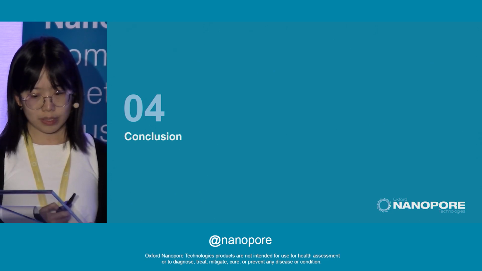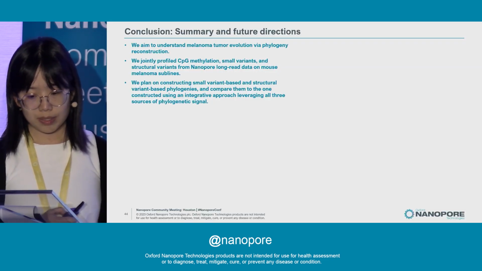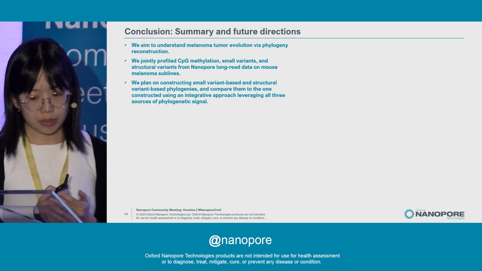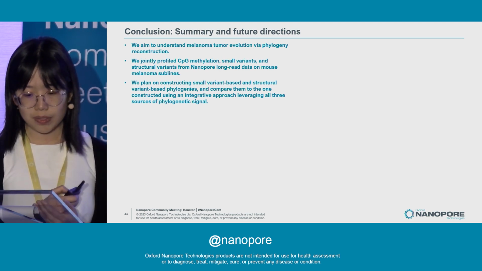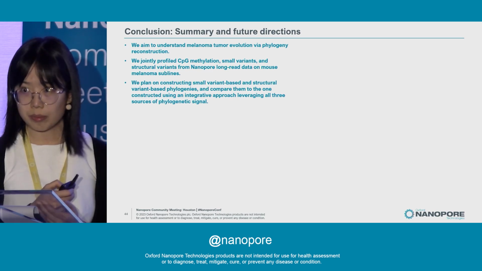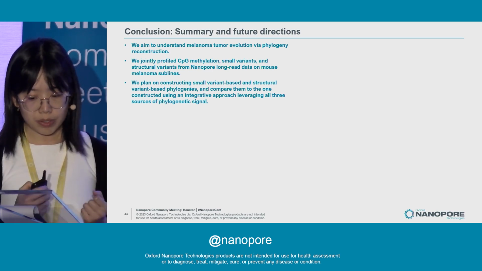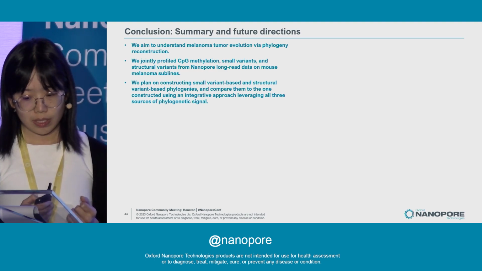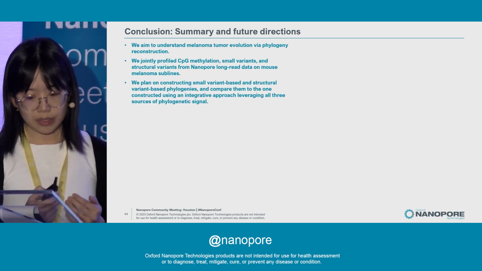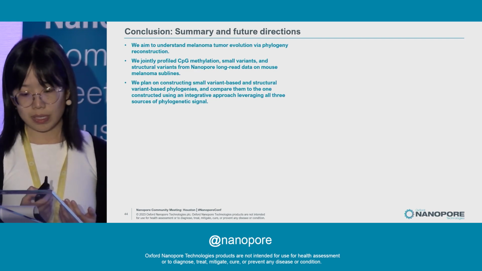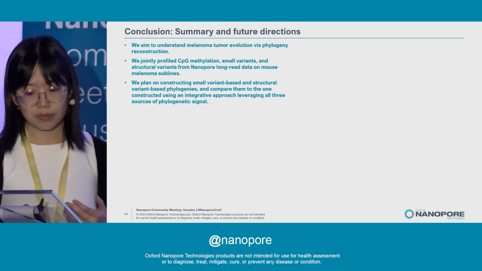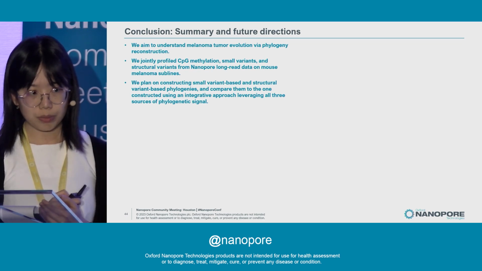So this brings us to the end of my talk. In summary, we generated Nanopore long-read sequencing data for 24 single-cell derived sublines from a mouse melanoma model, and we hope to leverage small variants, structural variants, and methylation jointly profiled from Nanopore data in an integrated phylogenetic analysis, which will hopefully give us a more holistic view of melanoma evolution and treatment resistance.